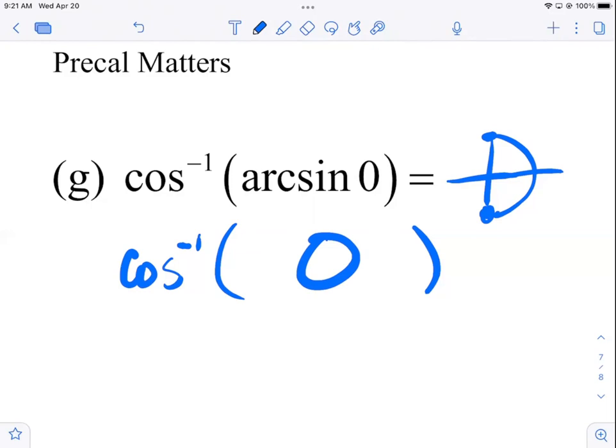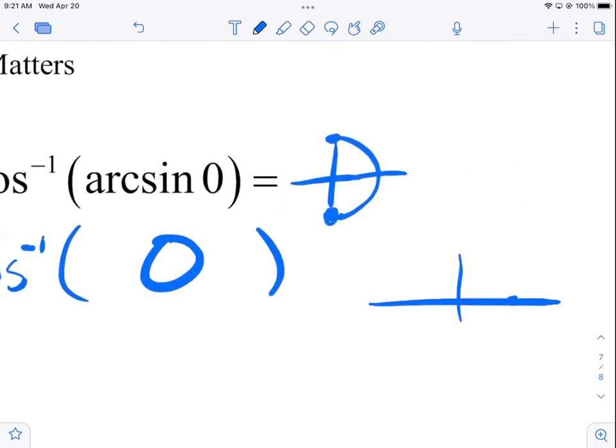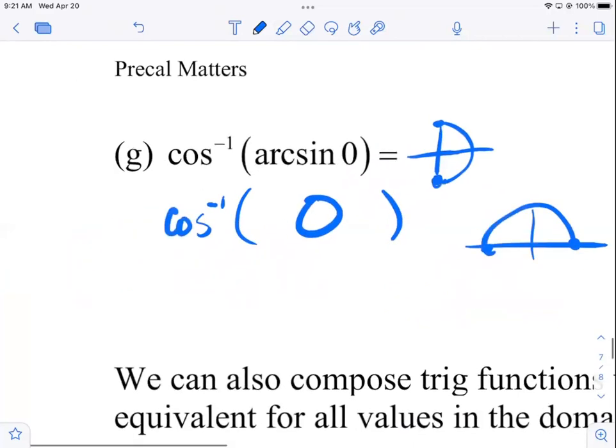And now 0, the angle, changes hats and becomes 0 the ratio. What is the inverse cosine of 0? Cosine of 0 is 1. But the inverse cosine of 0, now we're looking in the PVR: where is cosine 0? Cosine of what angle is 0?